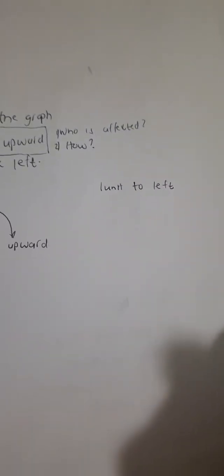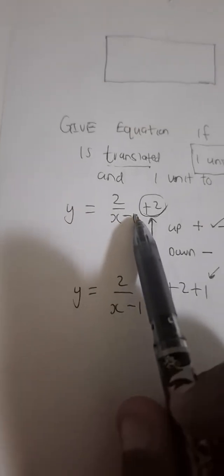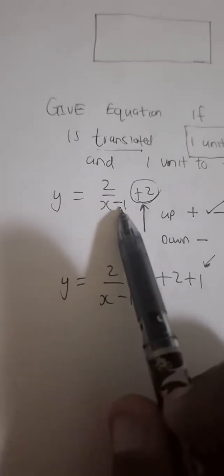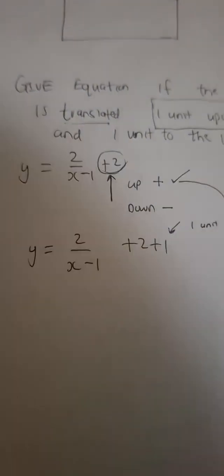The second part says 1 unit to the left. So once again, we need to ask ourselves, who is affected? 1 unit to the left. First and foremost, who is affected? We have a parameter here, which is the p-value, and it is affected. So in the denominator, who is affected? The constant term in the denominator.